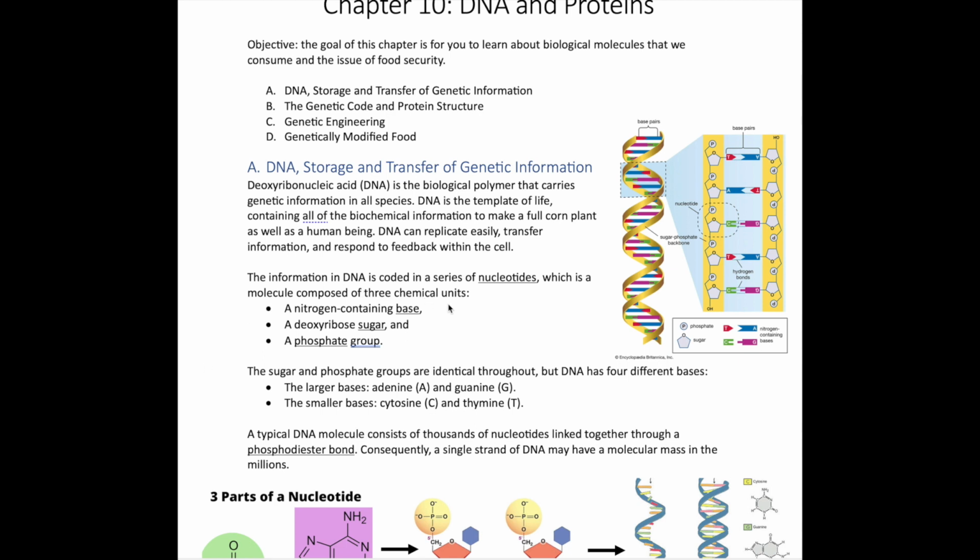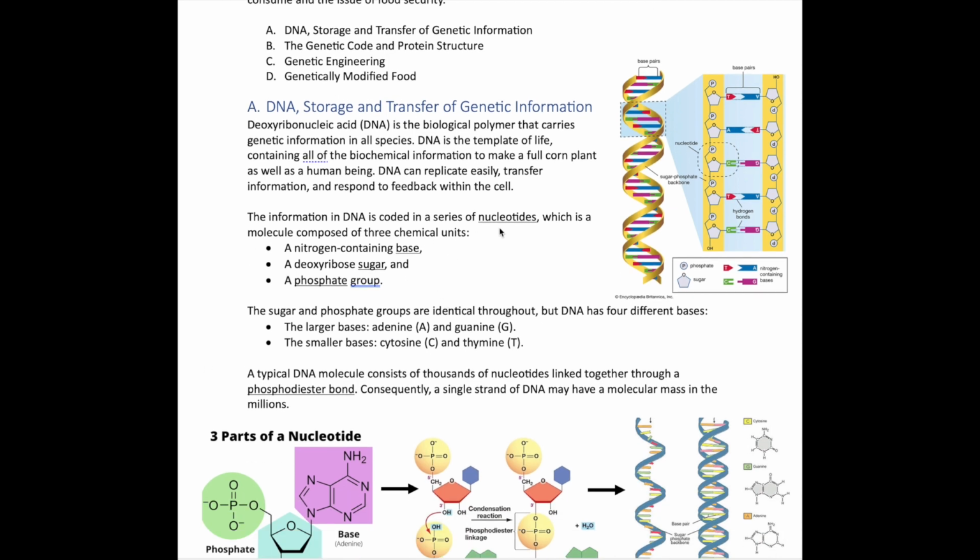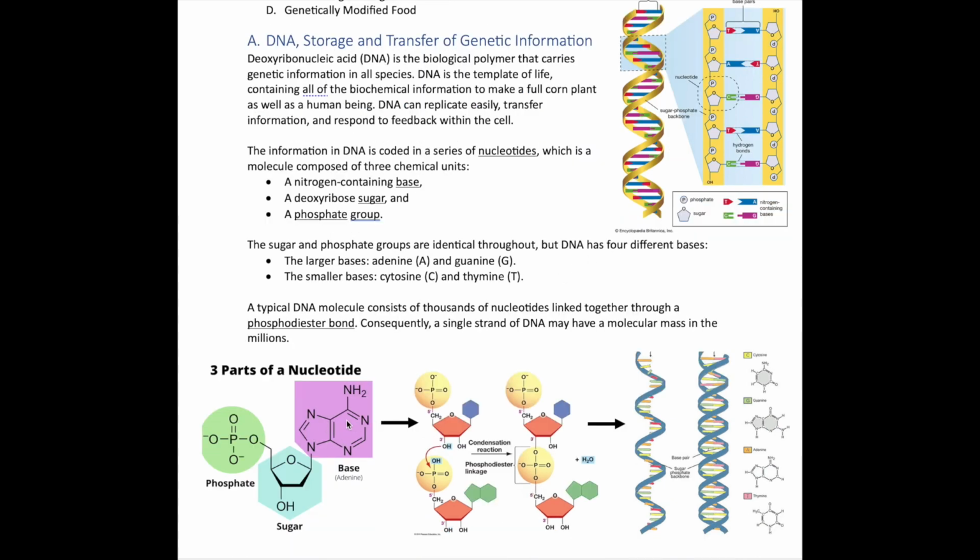The way information is stored in the DNA is in a series of what we call nucleotides, which is a molecule that's composed of three chemical units: a nitrogen-containing base, which is shown here, a deoxyribose sugar, which is shown here, and a phosphate group, which is shown here. The sugar and the phosphate look the same for all DNA molecules, but there are four different bases in them. The one shown here is called adenine, but there's also another one that's somewhat similar called guanine. And then there are smaller bases called cytosine and thymine.